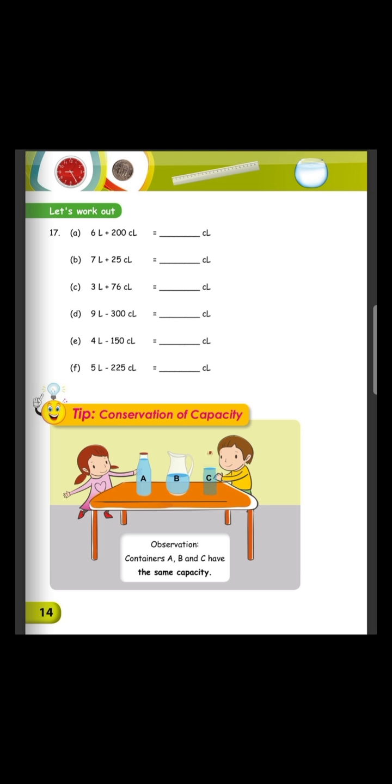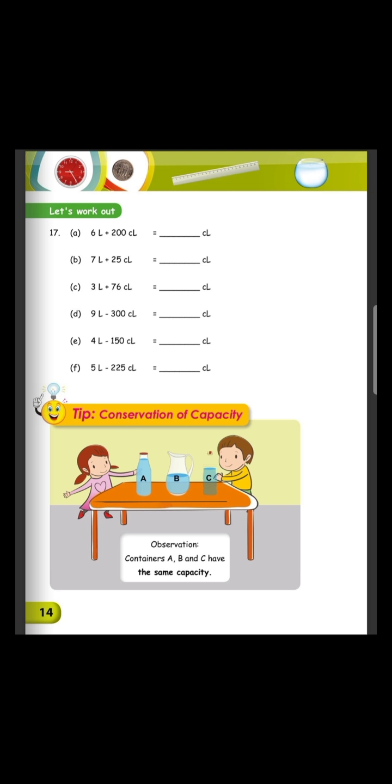Now part B. 7 liters plus 25 centiliters. We have again liters and centiliters. So we have to turn the 7 liters into centiliters. 7 liters is equal to how many centiliters? Who can tell me? 7 liters is equal to 700 centiliters. Very good. So it will be 700 centiliters plus 25 centiliters. You will have to draw the columns in order to work this out.